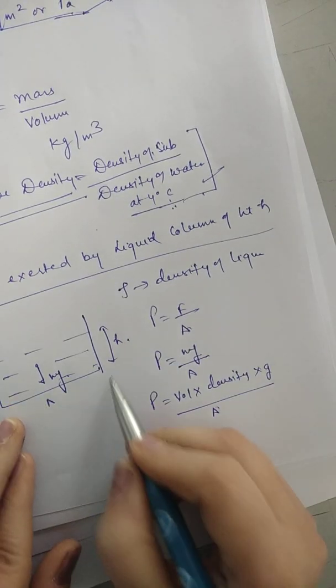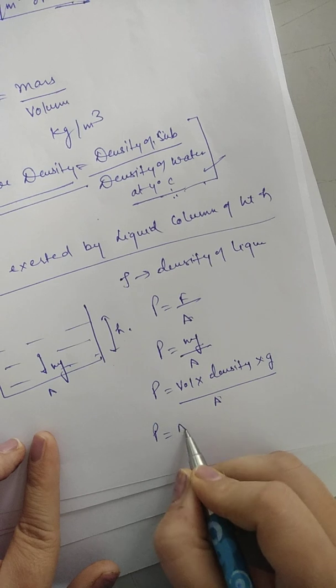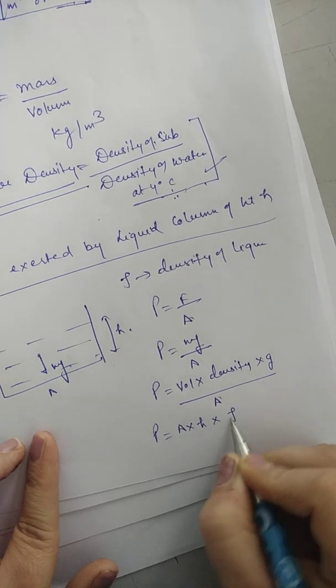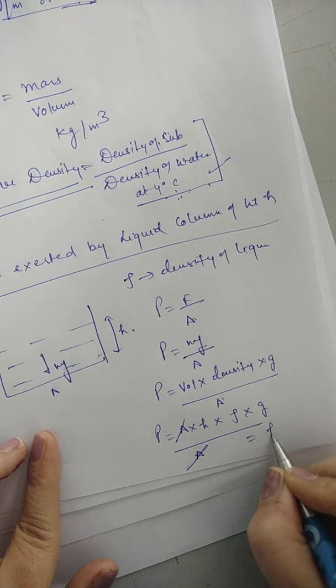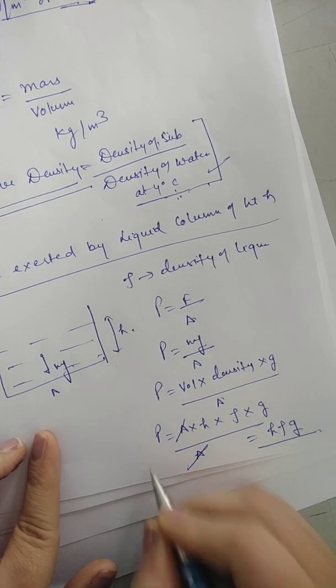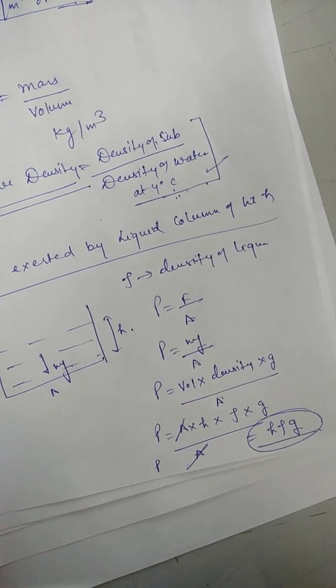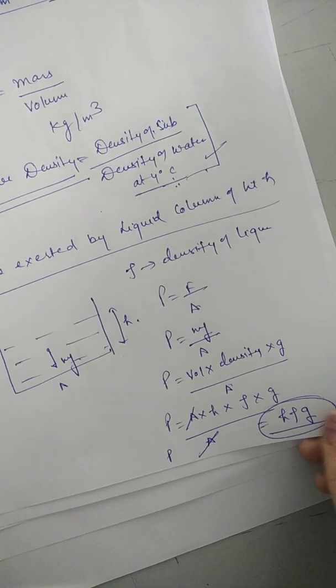तो अब इसका एरिया, वॉल्यूम को क्या लिखेंगे? एरिया इनटू h इनटू डेंसिटी इज रो इनटू g. तो A से ये क्या हो गया? कैंसिल. तो ये कितना आ गया? h इंटू रो इंटू g. तो प्रेशर एक्सर्टेड बाय लिक्विड कॉलम इज h इंटू रो इंटू g.